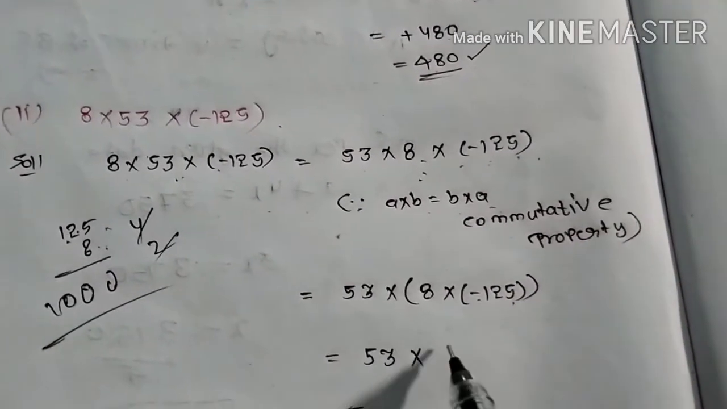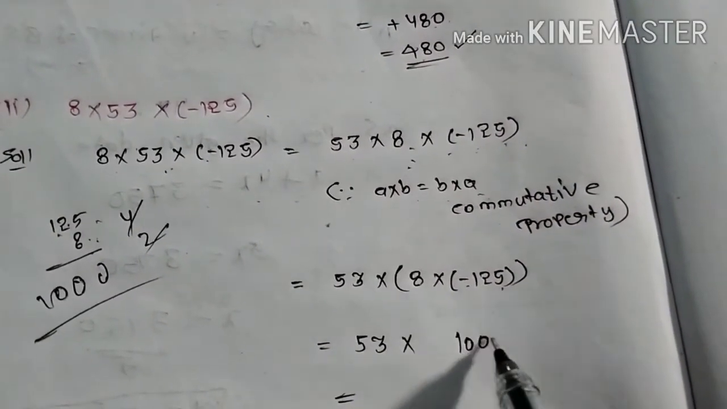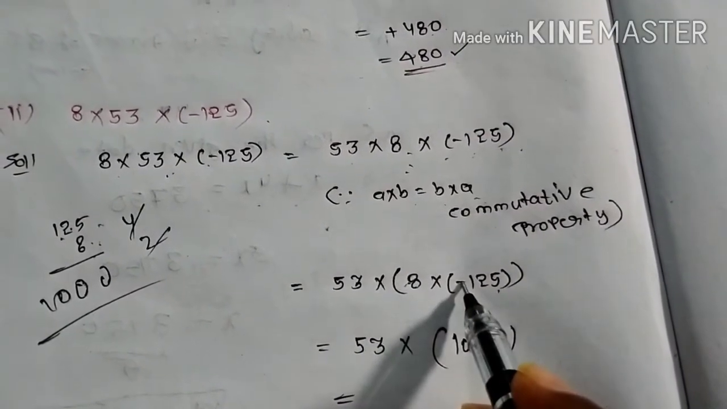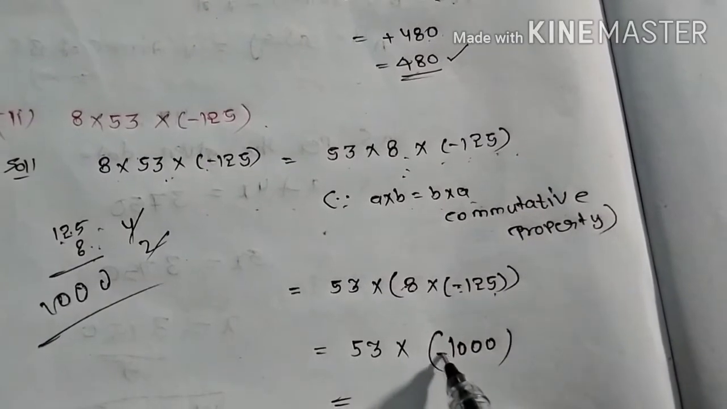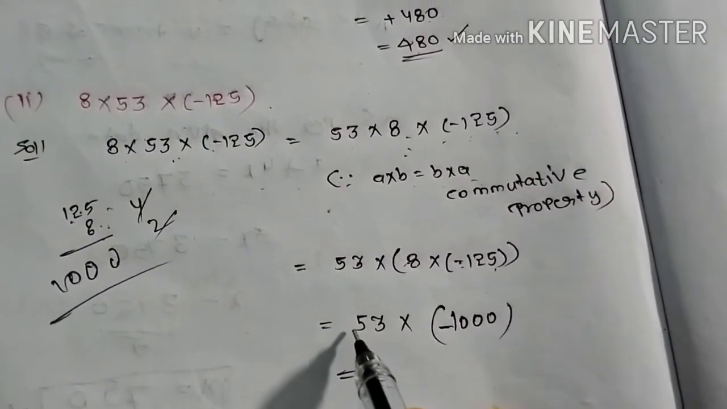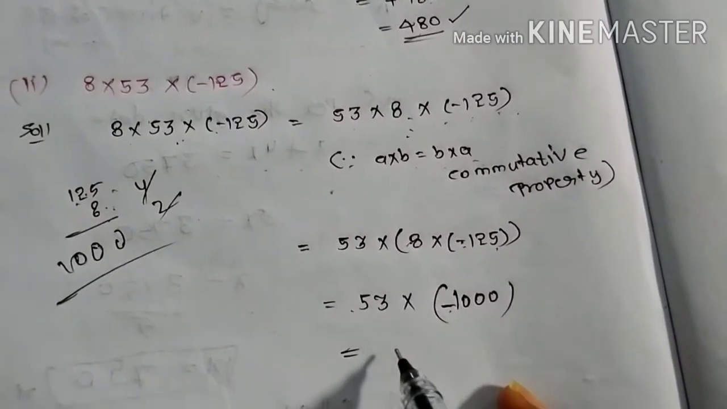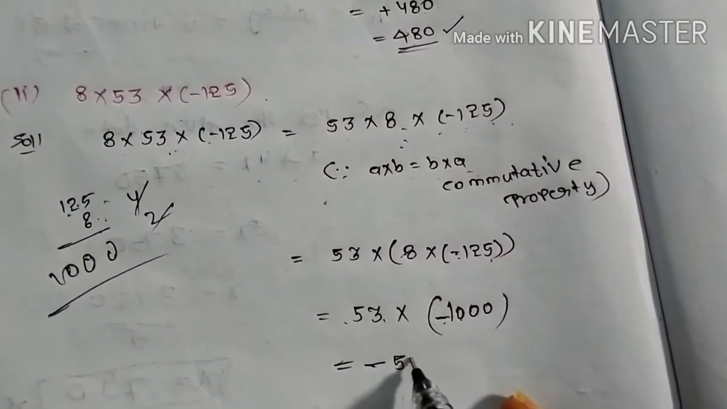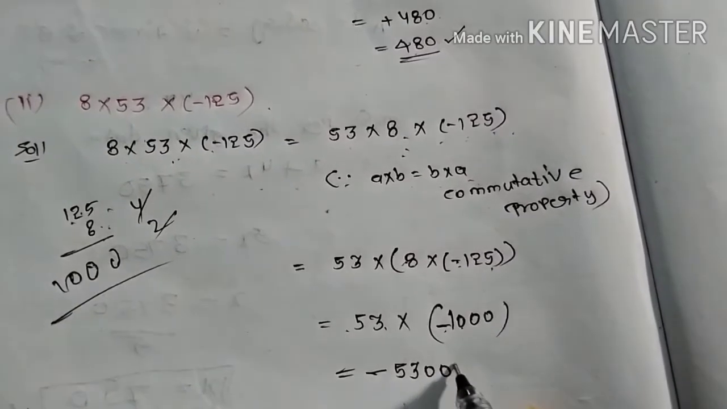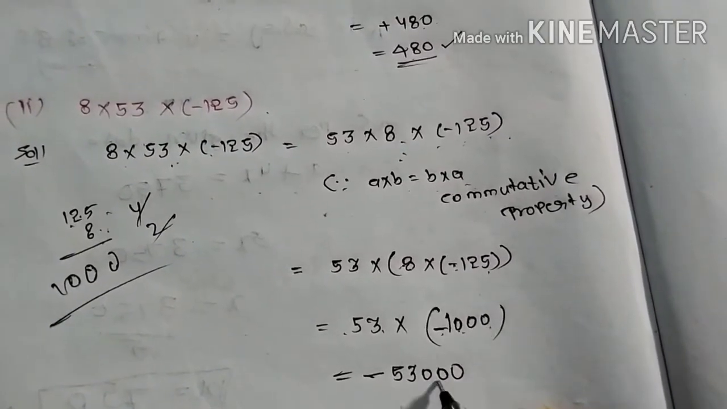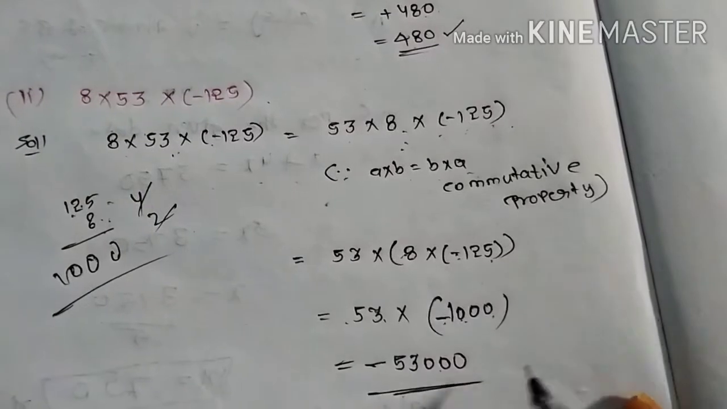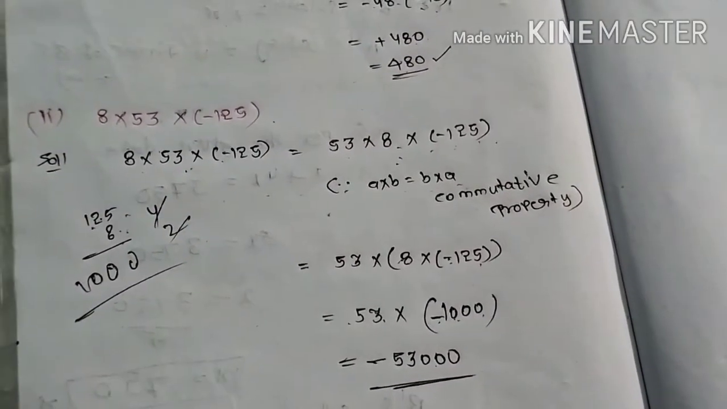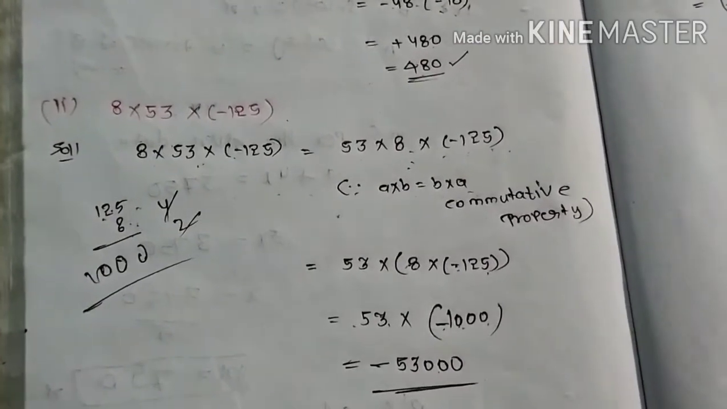Your result is how much? 1000. But you can see here, positive number into negative number, that means you will get negative or not? Plus into minus is how much? Minus. So once again you can see plus here, it is minus. Plus into minus is how much? Minus. 53 into 1000 means you can get 53,000. Yes or no? You can write the three zeros directly, 53 1 53. That means your answer is minus 53,000.